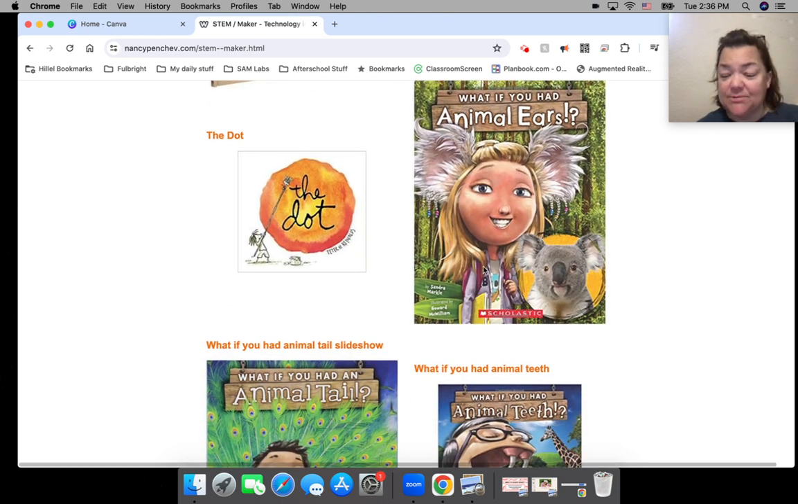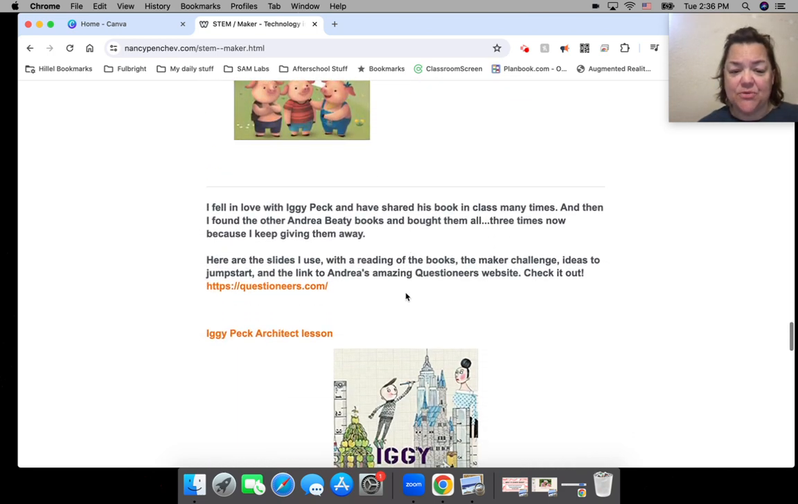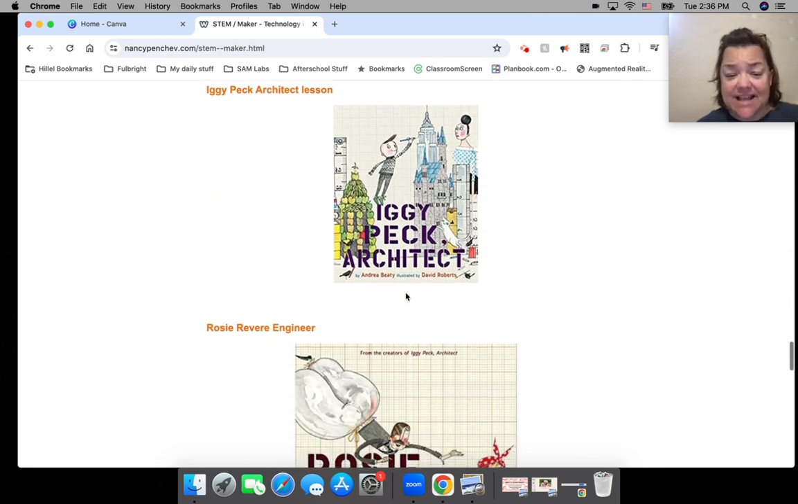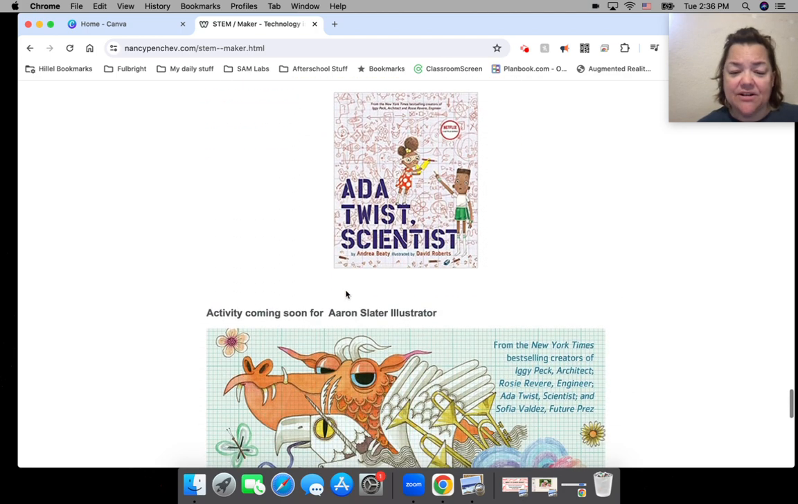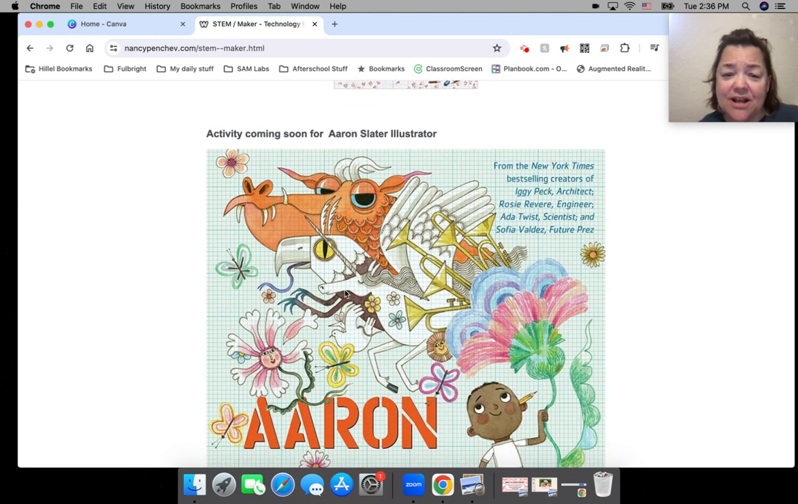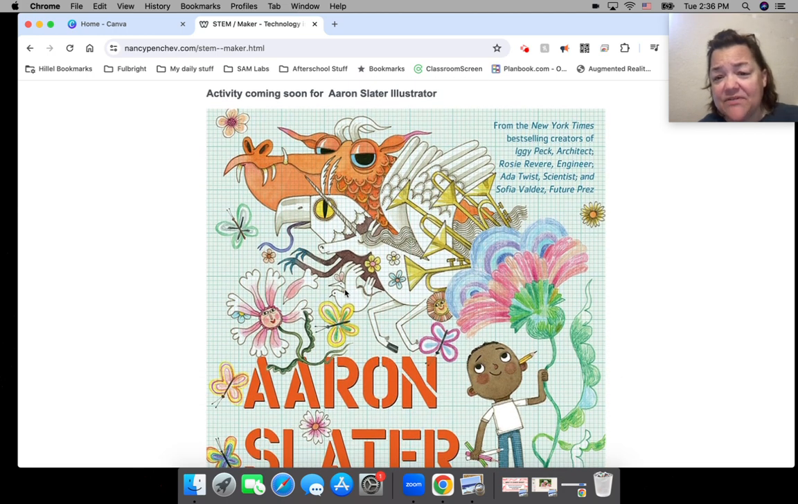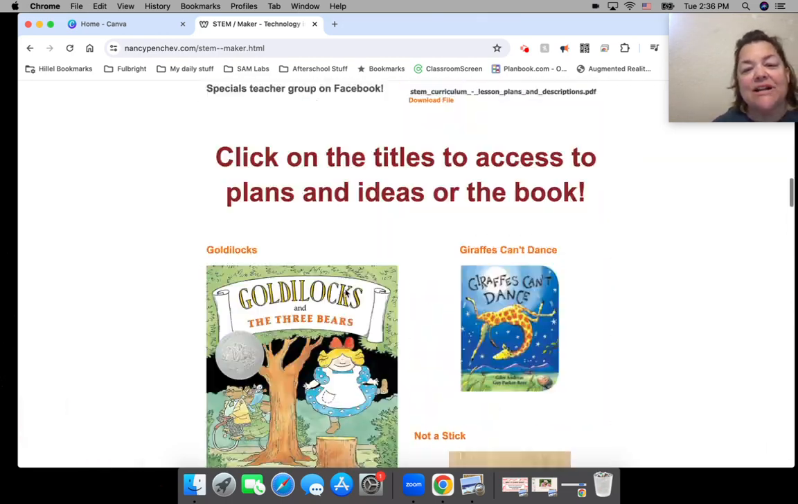The What If You Had Animal collection has some ideas for different activities to do with them as well. Iggy Peck, Architect, one of my favorites. Ada Twist, Scientist, Rosie Revere. And that one has been there forever saying I'm coming soon, but every time I buy the book, I end up giving it away. So I never have managed to finish that for whatever reason.